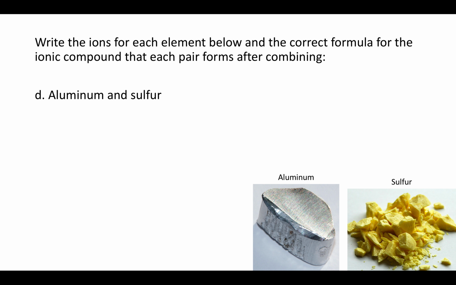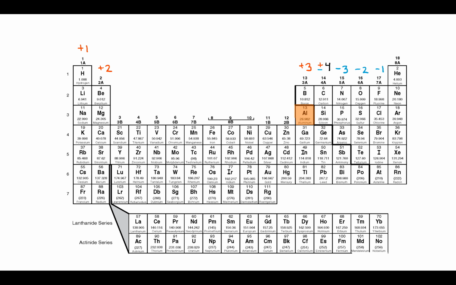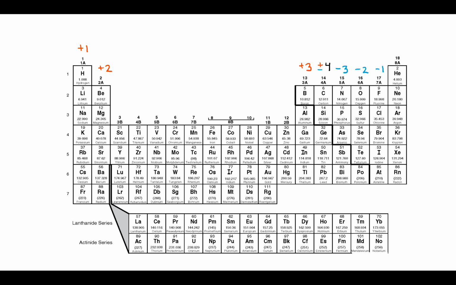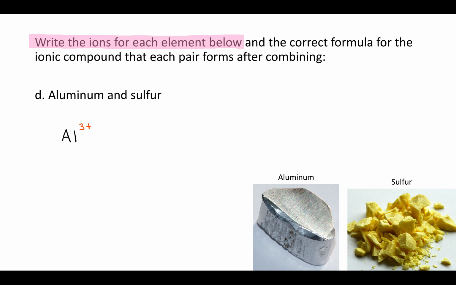What happens when you combine aluminum and sulfur? First, let's write the ions. So for aluminum, aluminum is kind of to the right side of the periodic table in group 3A. Because it's in group 3A, the charge is going to be positive 3. So to write an aluminum ion, we'd write Al with a 3 plus in the top right. Sulfur. Sulfur is on the right side of the periodic table. Because it's in group 6A, it's going to have a negative 2 charge. So to write a sulfur ion, you'd write capital S with a negative 2 in the top right corner. So those are the ions for aluminum and for sulfur.